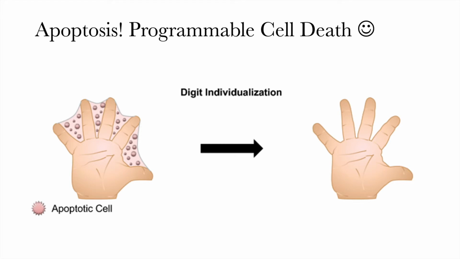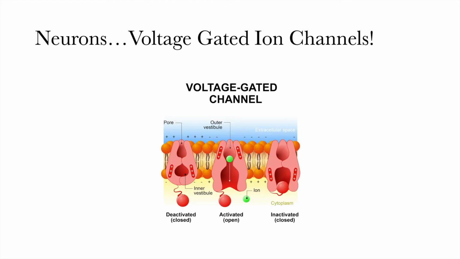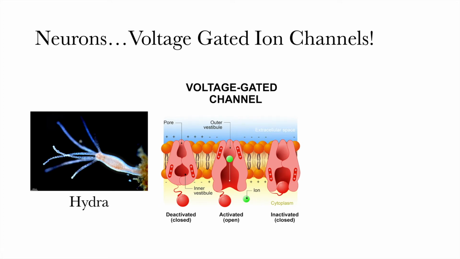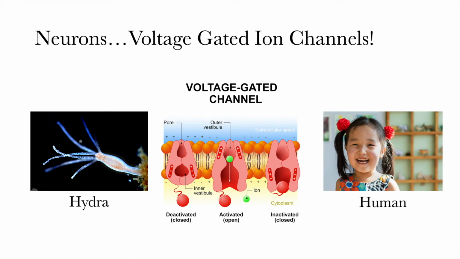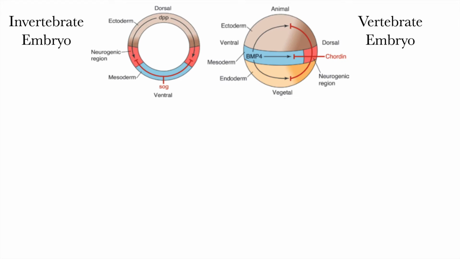Further, neurons throughout evolution have many similar features. Most neurons are electrically excitable and have long processes. Both hydras, which are invertebrate freshwater animals, and humans have voltage-gated ion channels. Let's spend some more time talking about specific comparisons by first discussing the embryo similarities between vertebrates and invertebrates.